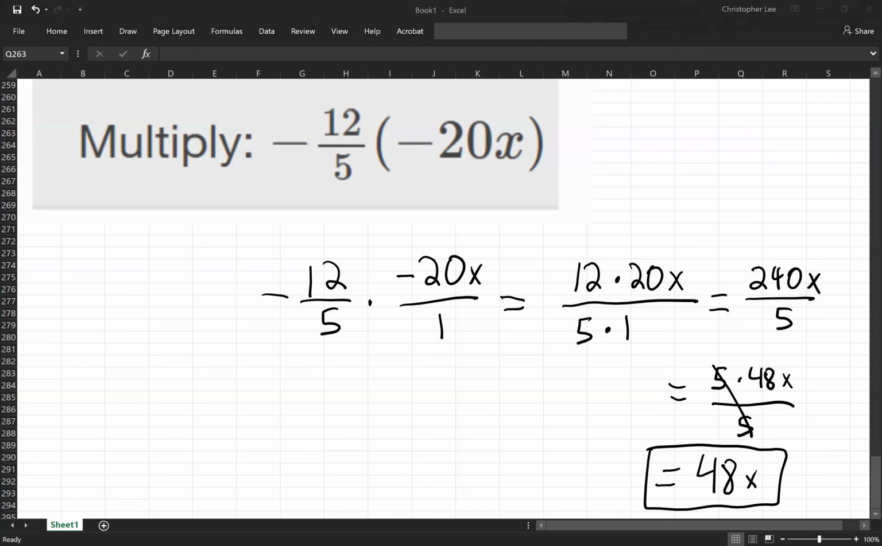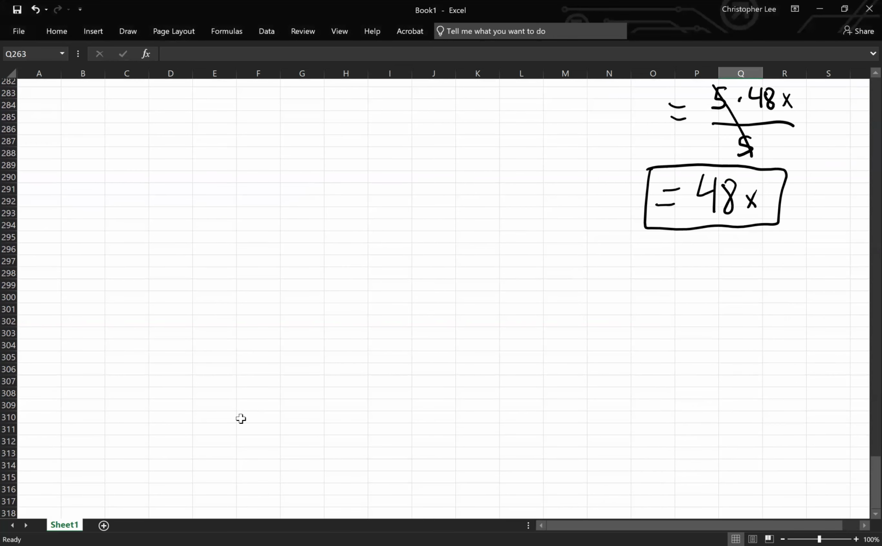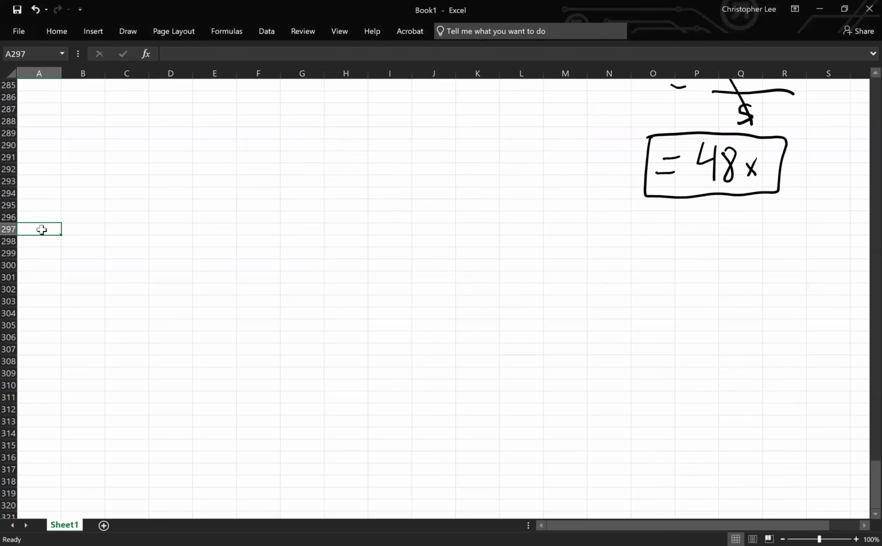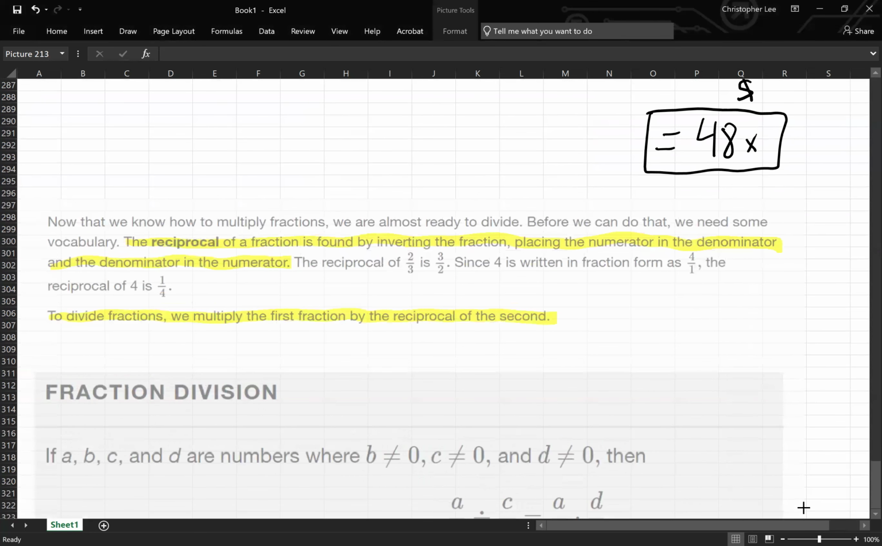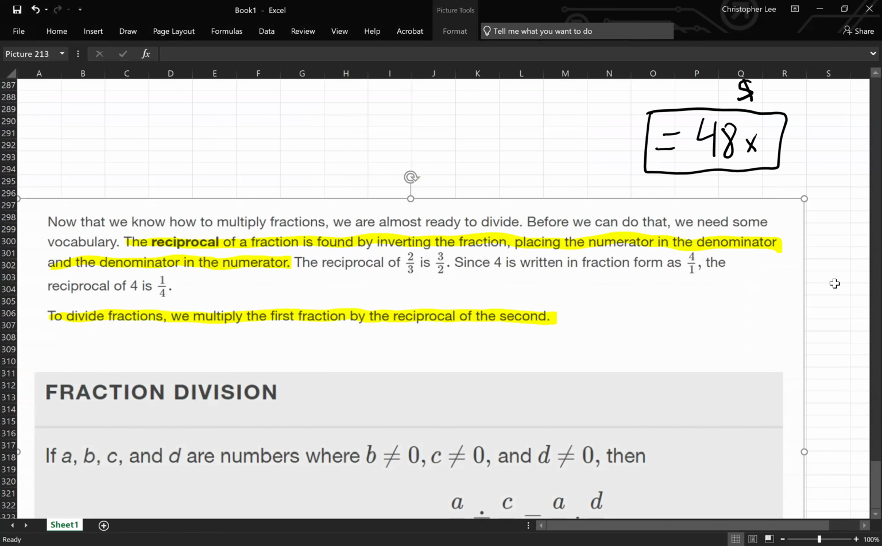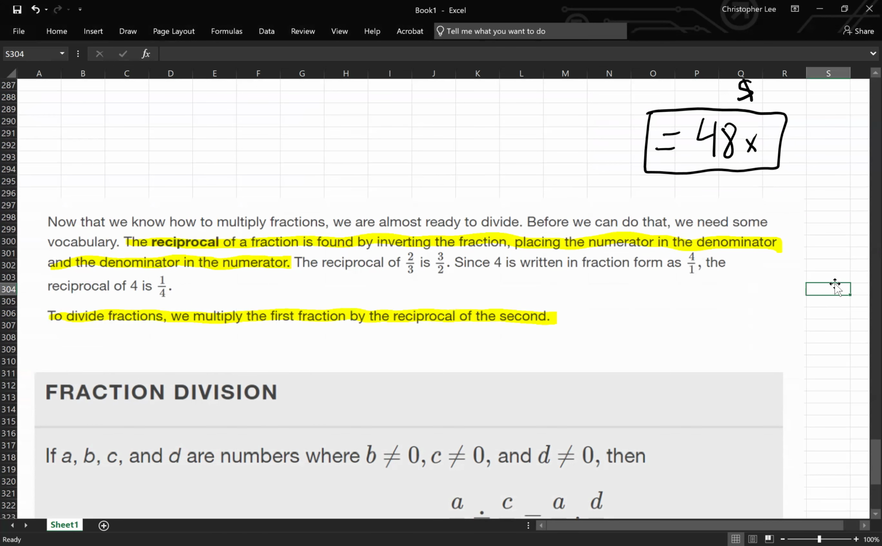So now we're gonna switch gears a little bit. Kind of, sort of, a little bit. All right. So now that we know how to multiply fractions, we are almost ready to divide. Before we can do that, we need some vocabulary.